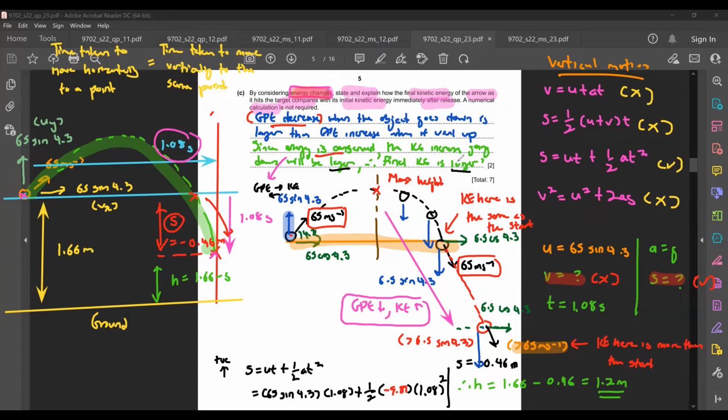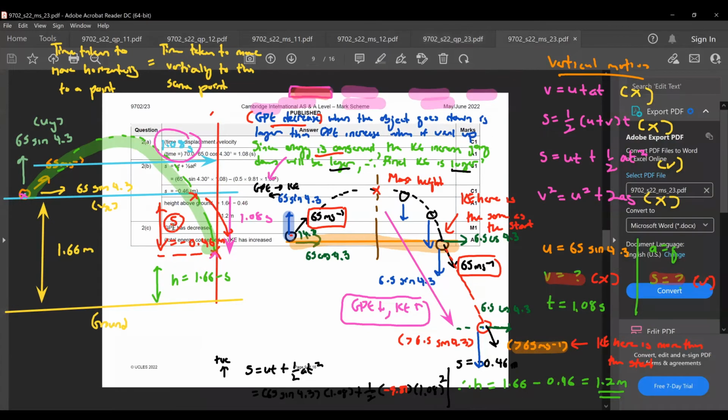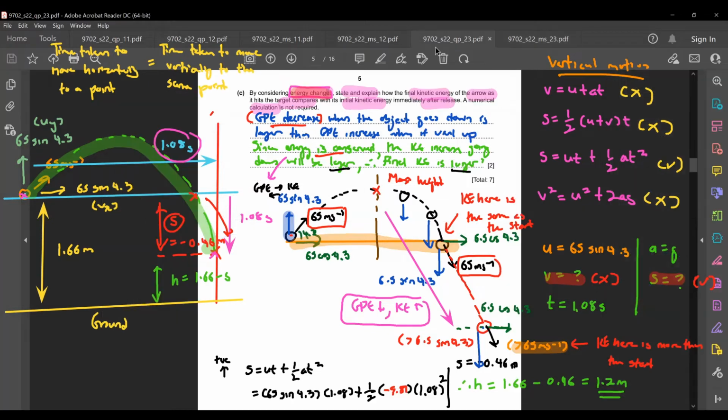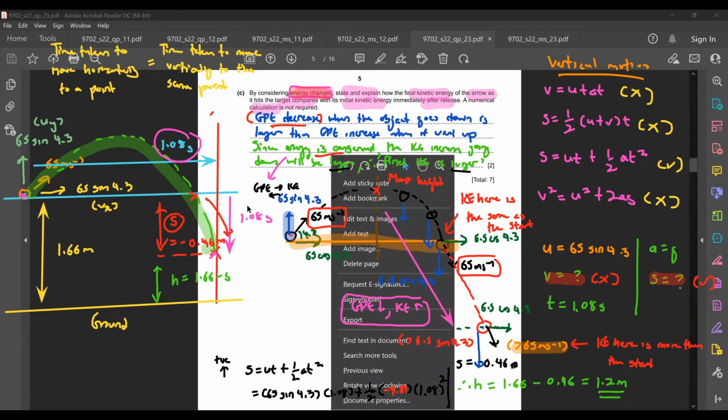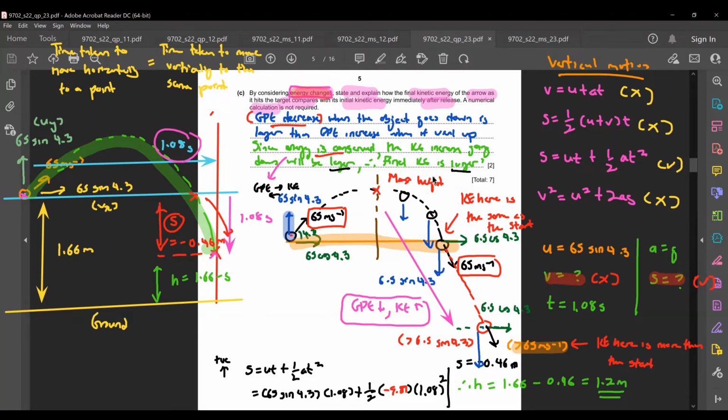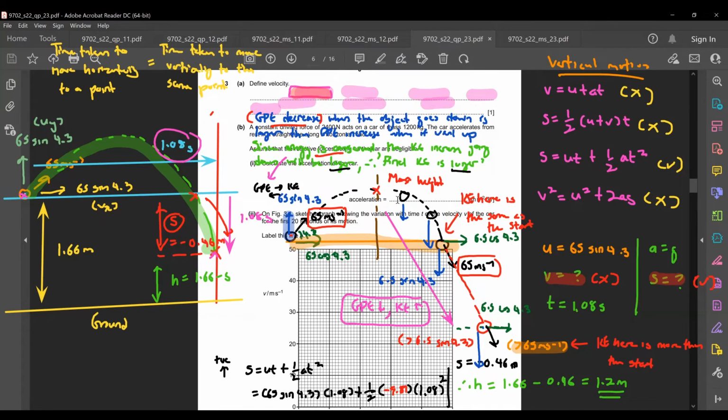Okay? This one will make much more sense than what you see in the marking scheme. Here they just say, oh, GPE decreased, so KE has increased. But it still doesn't tell you why the KE has increased to the point it's actually larger than your initial KE. So this would be one way I would word the answer. If this one is okay, then I move on to the next one.